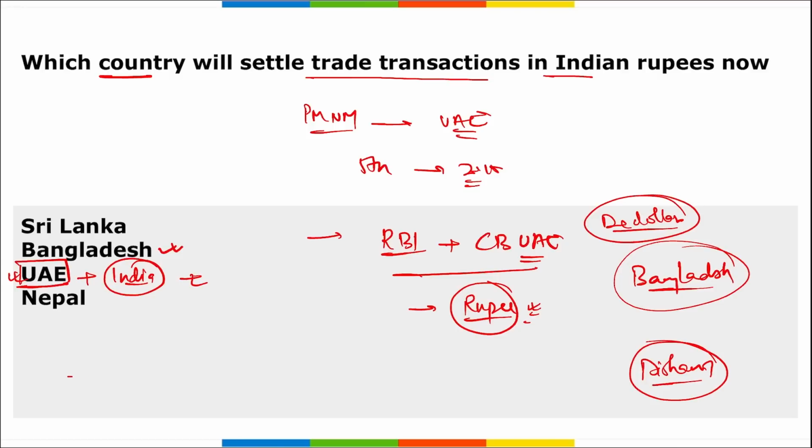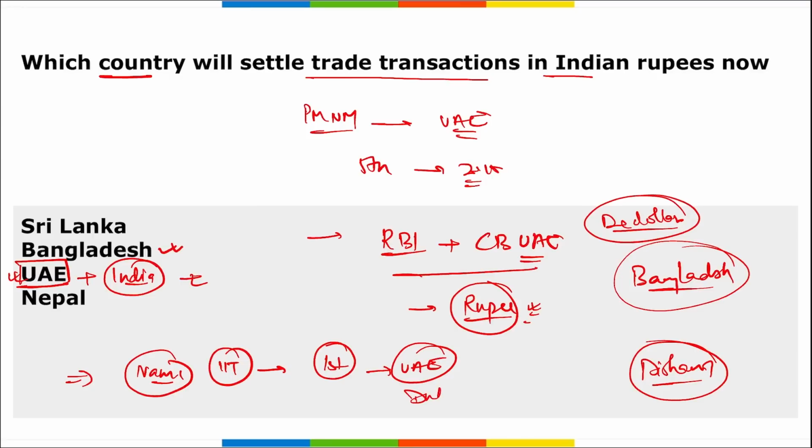Also, here only I would like to give you a question: name the first foreign campus of IIT, or the first campus of IIT that will be established in a country other than India. It will be in UAE, right? And it will be in Dubai. Correct. Mark this, it is important.